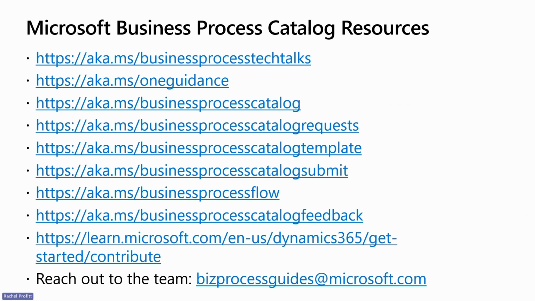So the Microsoft Business Process Catalog resources, these are just links that you can use to learn more information about the Business Process Catalog. We've got lots of Learn articles, other tech talks, some of those feedback links and so on are also available here. And if you've got questions or feedback, we do encourage you to reach out to the Biz Process Guides at Microsoft.com, which emails the entire team here at Microsoft working on the Business Process Catalog.